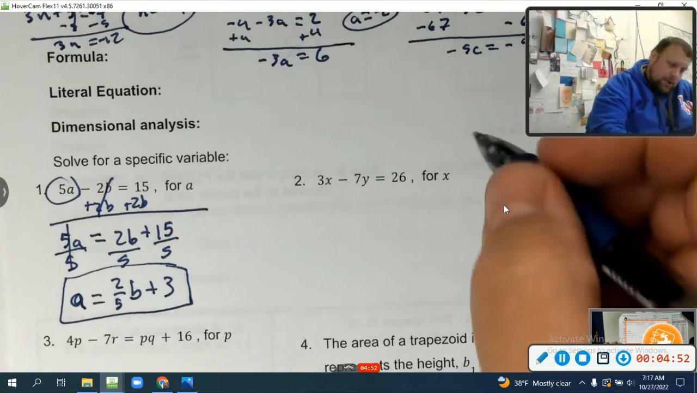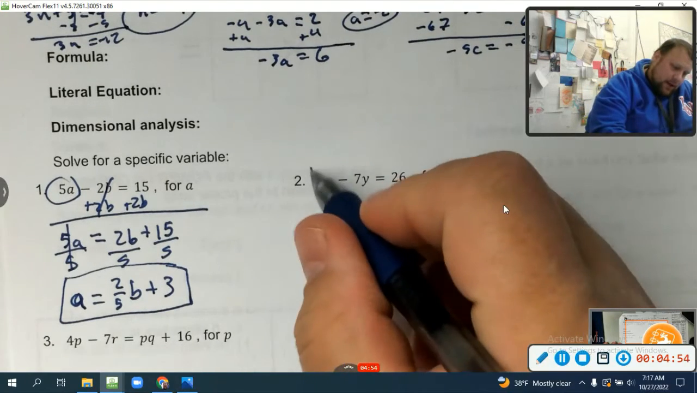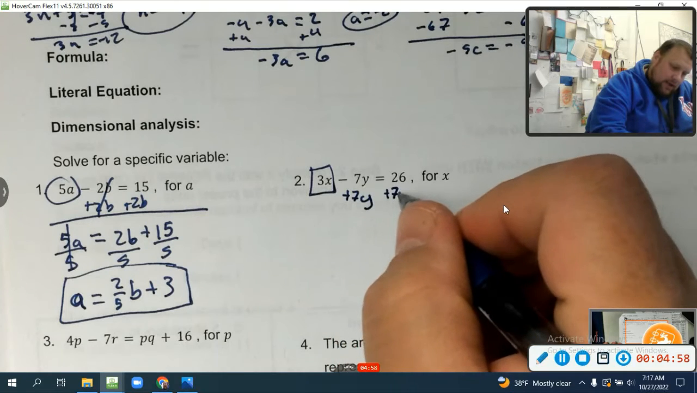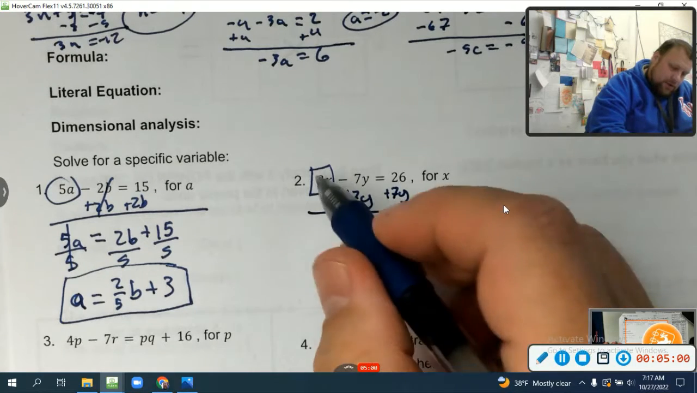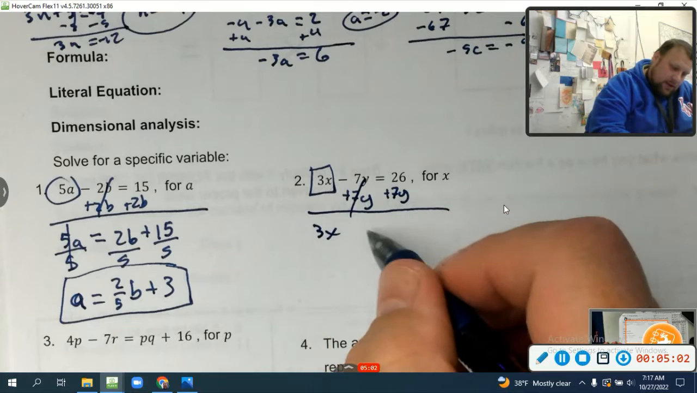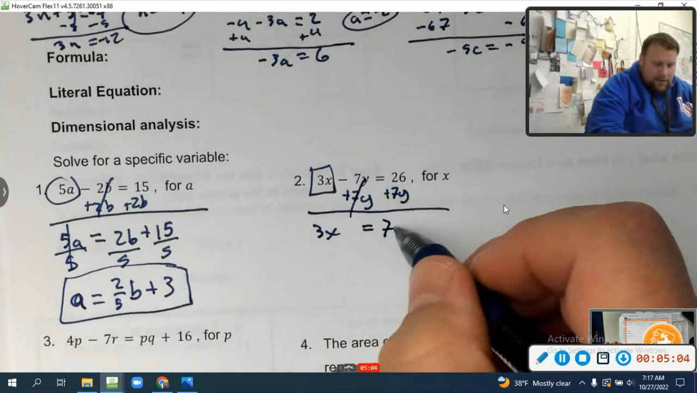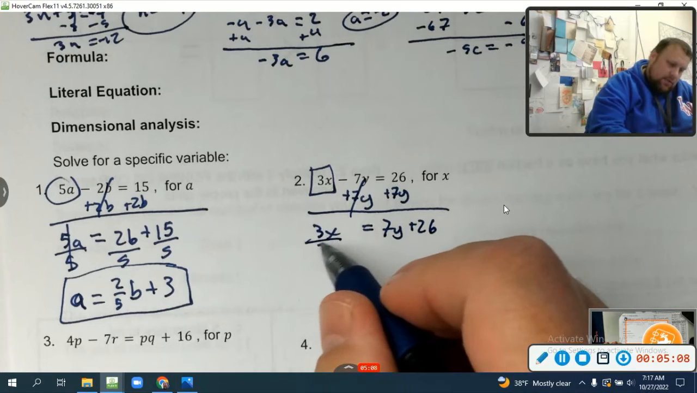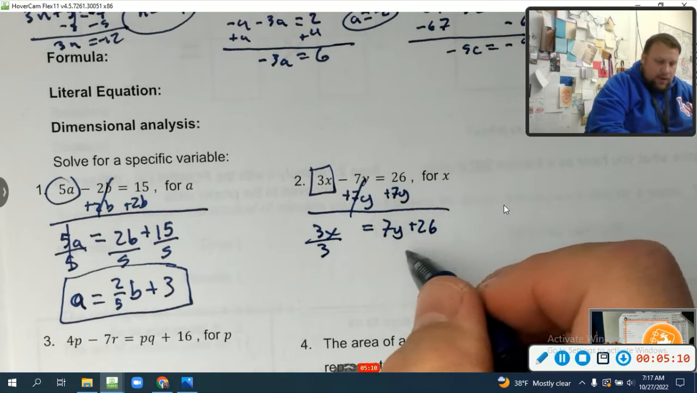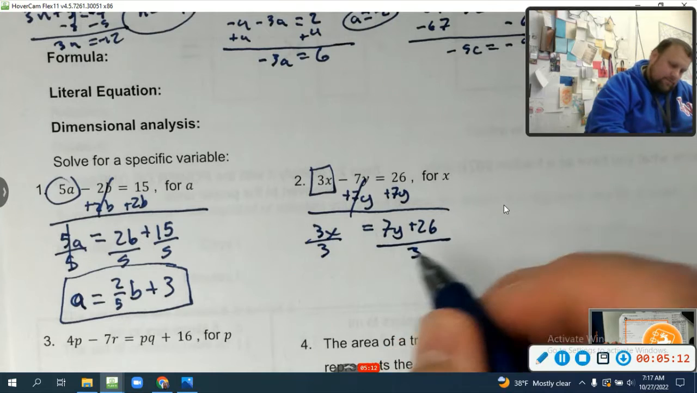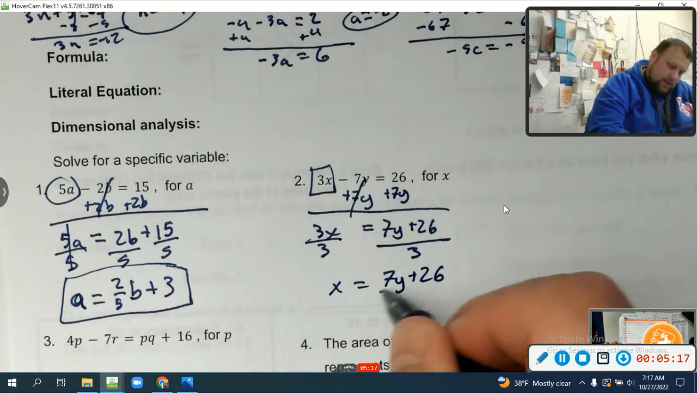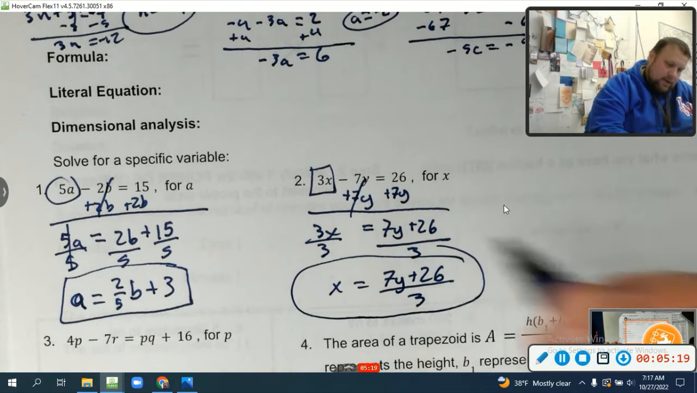Okay, assuming you use the power of pause. Again, I want to get that by itself, so I'm going to add 7y. And I told you, I like to put the variable term first. So I'm going to have 3x, that's gone, equals positive 7y, and then that's a positive 26, so plus 26. Divide both sides by 3. 3 does not go into either of these, so I'm just going to go over 3. And I get that x equals 7y plus 26 over 3. Doesn't have to look pretty.